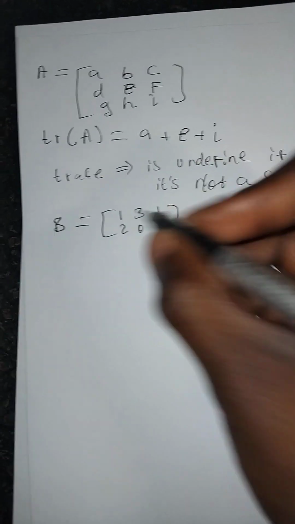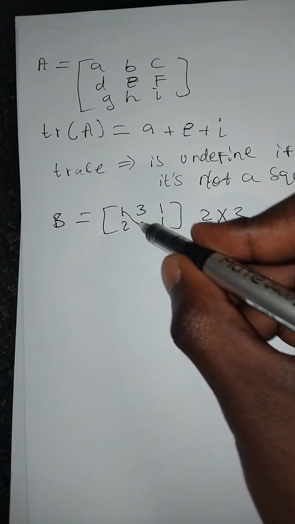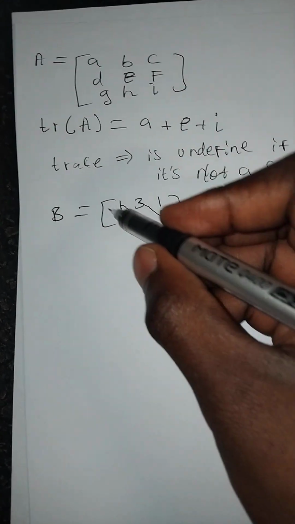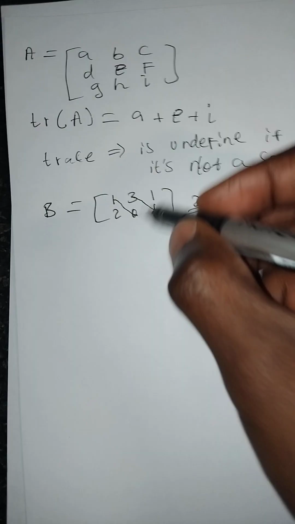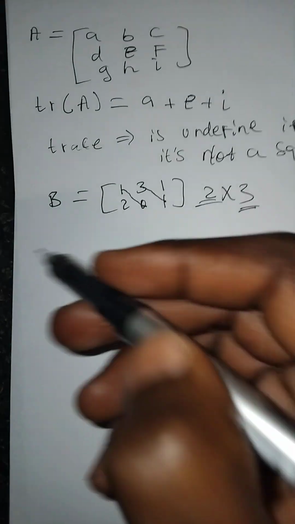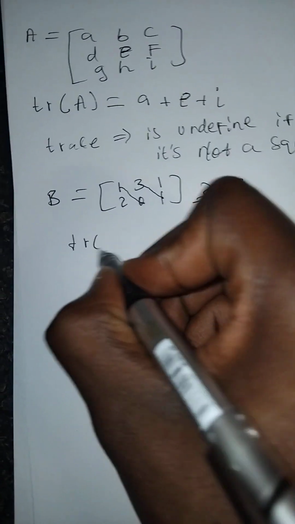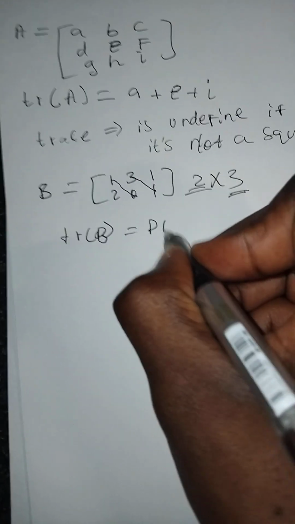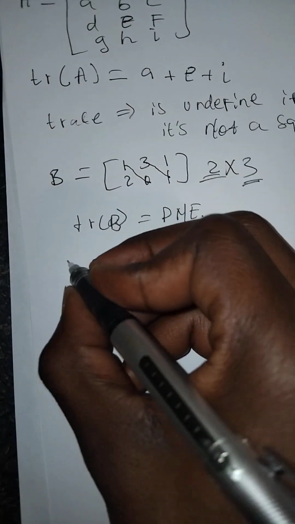We do not have a diagonal here; we cannot say 1, 0 is our diagonal, because 3 and 1 also go the same way that 1, 0 goes. So basically we do not have a diagonal. That's why the trace of matrix B does not exist, so it's undefined. Okay, so let's dive in and see practical examples.